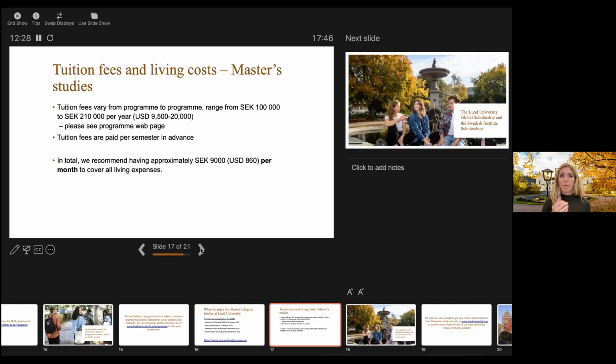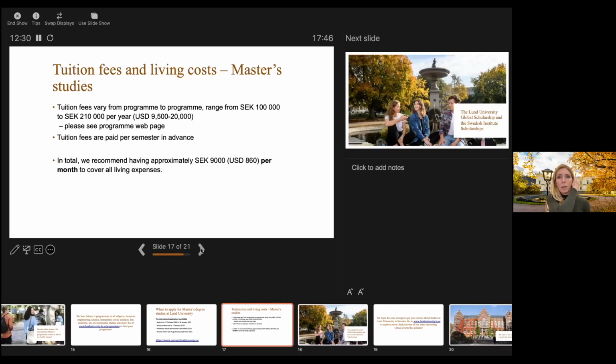I know that many of you will be interested in knowing what does it cost, how does it work? So I'm going to talk a bit about that as well. So the tuition fees of our programs vary from program to program. So it's not one specific fee for all of our programs. Some programs start around $9,500 or $10,000 approximately. It's set in the Swedish currency, but I understand that that might be hard to translate if you're not familiar with that currency. So that's why I put it here in US dollars as well.